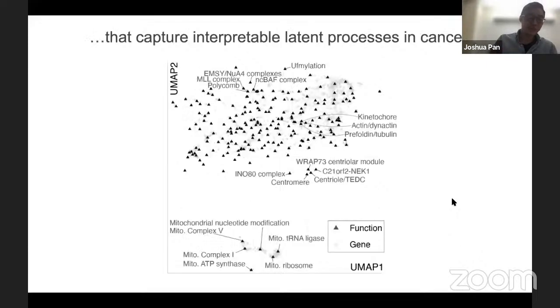And this becomes really fun when you start to add our human annotated labels for these. So for example, there's a group of functions down here that correspond to unique processes in the mitochondria that are important for metabolic regulation in cancers.